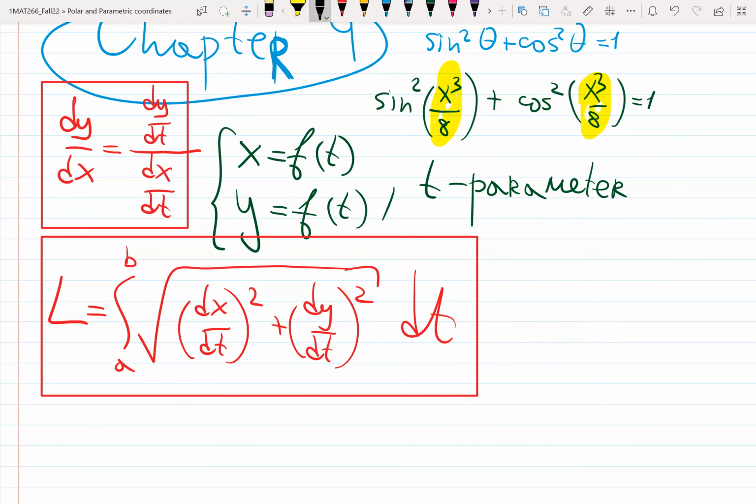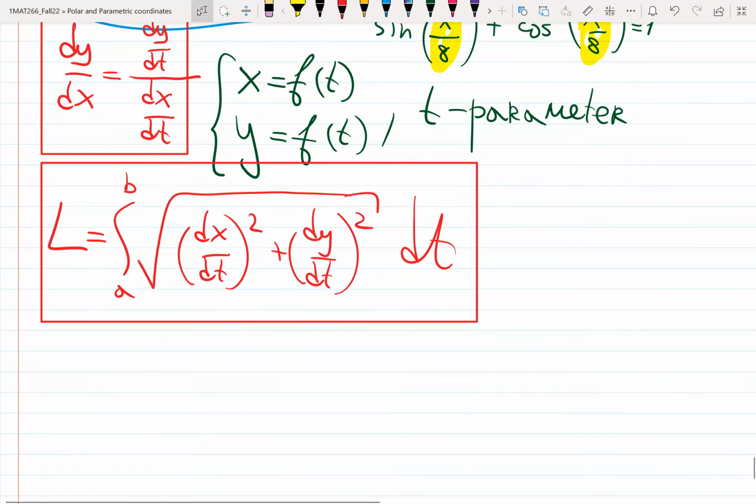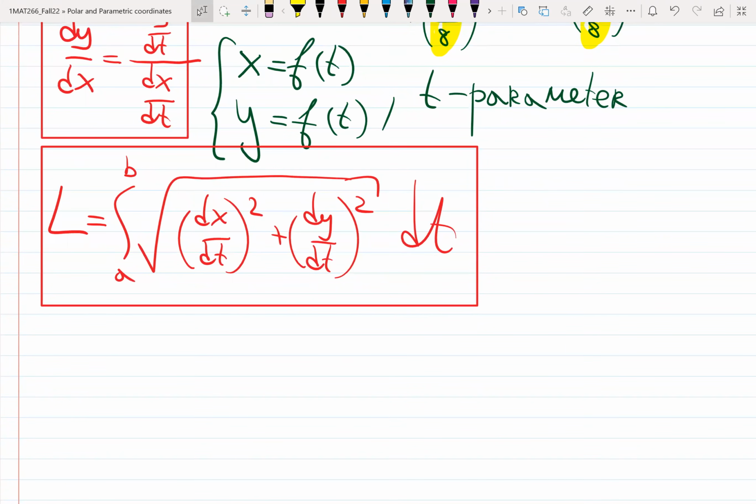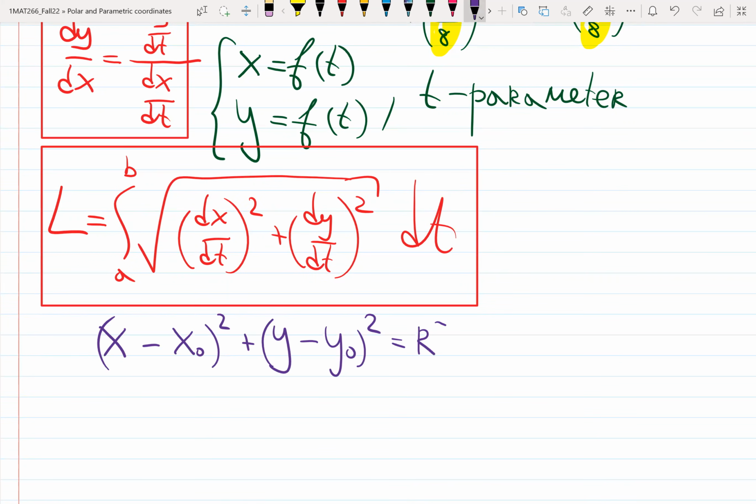One more thing is how to jump between forms, and it's more a skill rather than remembering something. But one of the skills is to know the formula for the circle, which we know from pre-calculus class. It's not new material. (x minus x0) squared plus (y minus y0) squared equals r squared. That is a circle centered at x0, y0, radius r.